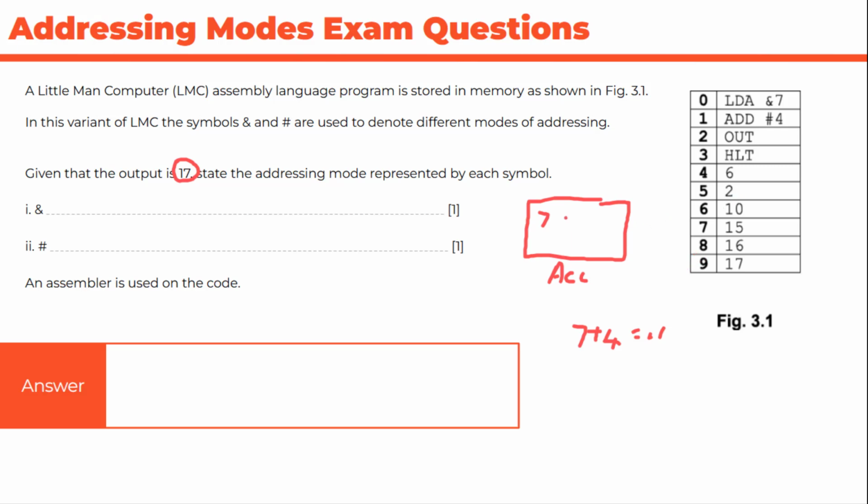Let's try immediate and let's try indirect then. What that means is I would load 7, I would then add whatever's at memory address 4, so I'll jump to memory address 4, and then it says 6, jump to memory address 6 and load 10. That looks better because that would be 7 plus 10, which is 17. So I think I might have just stumbled across it there. That means this would be immediate and this would be indirect addressing.